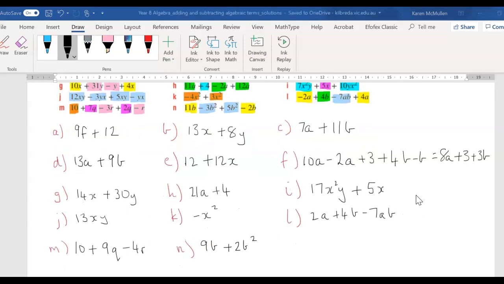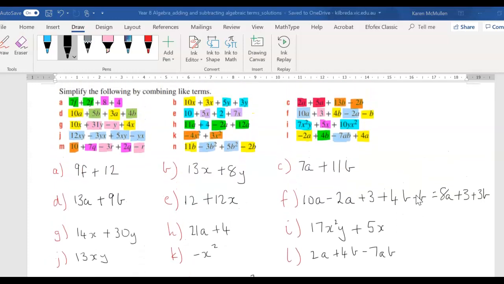All right, how did you go with them? There were quite a few tricky ones, so I might just go over some of the harder ones. Let's have a look at question I first of all. So we've got 7x squared y plus 5x plus 10yx squared. So remember, the order of your pronumerals does not matter. So you can see there I've highlighted in blue both 7x squared y and 10yx squared. So if I was to put them in alphabetical order, and if that helps you, definitely rewrite it in alphabetical order. So I'm looking at I here, so I might just rewrite it over here.